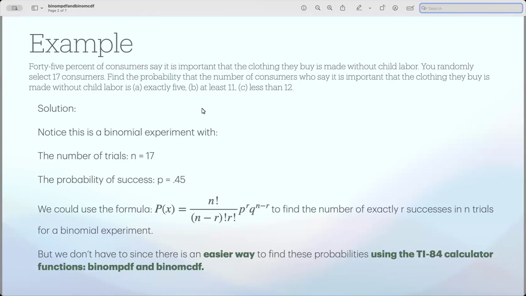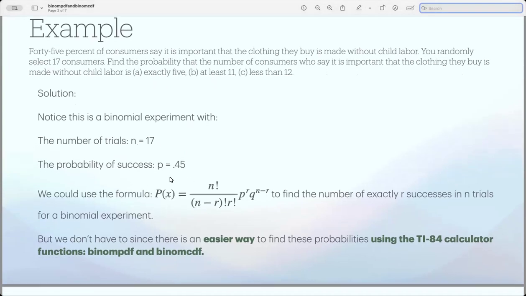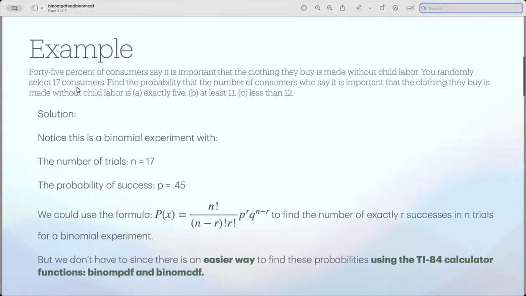Notice this is a binomial experiment. The number of trials is n equals 17, since we were told we had 17 consumers. The probability of success is 0.45, since we're told 45% of consumers say it is important that the clothing they buy is made without child labor.